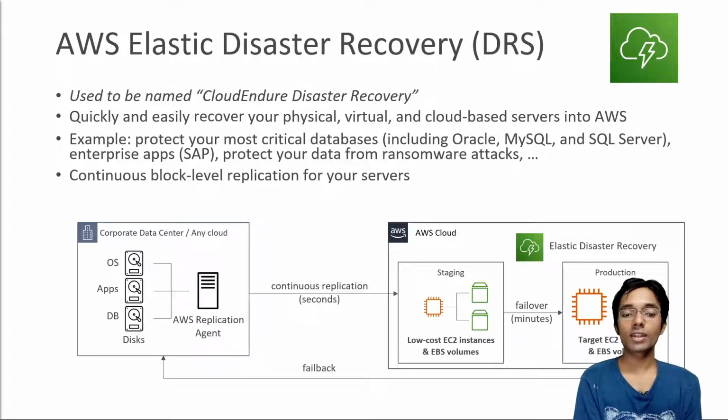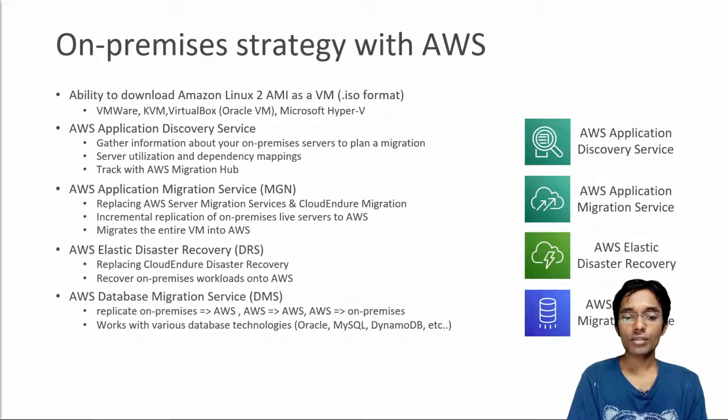So to summarize, there are a few services you can use with on-premises. First of all, you can download the Amazon Linux 2 AMI as a virtual machine in the ISO format, which allows you to load it onto VMware, KVM, VirtualBox, and Microsoft Hyper-V.